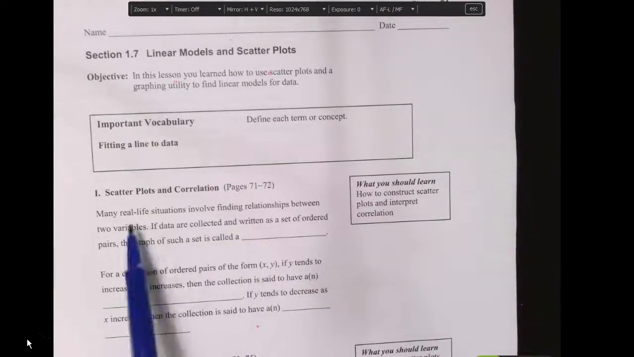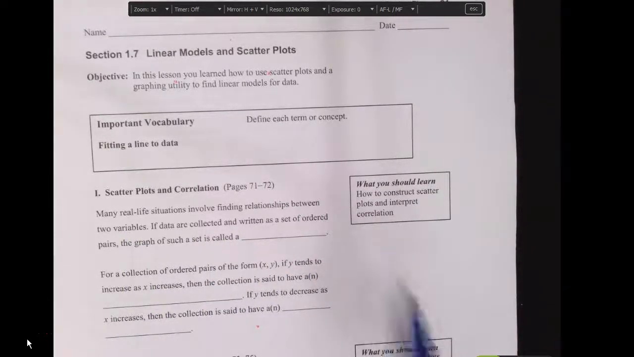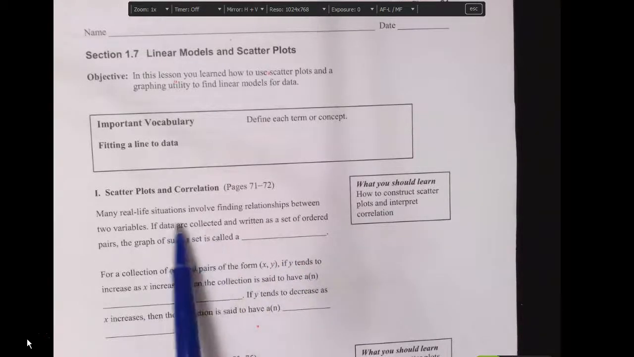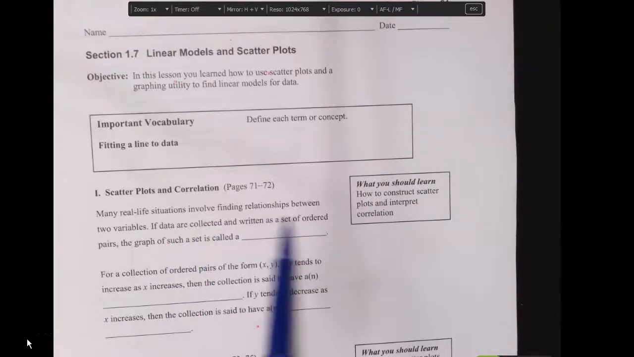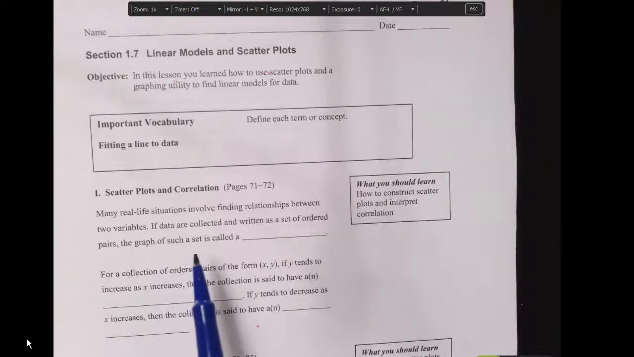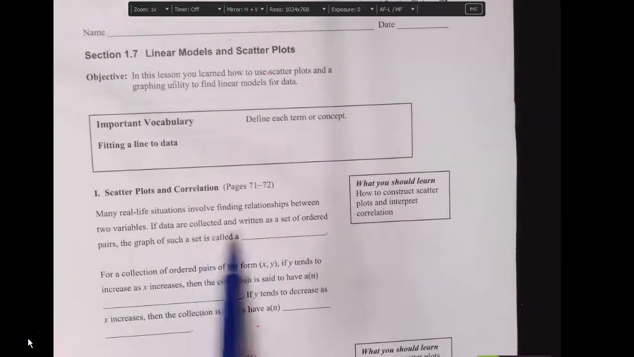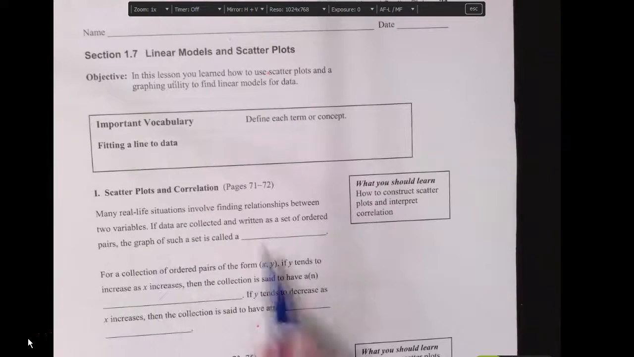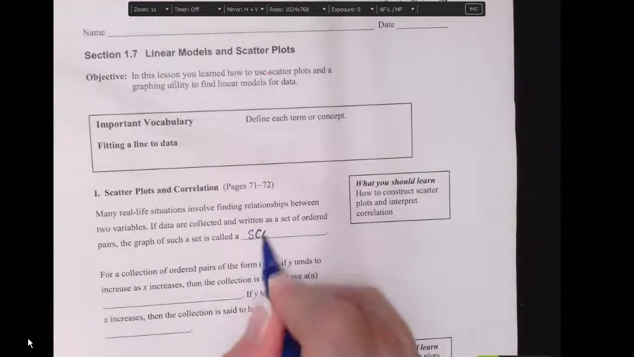So I'm just going to fill in the blanks here a little bit, and then we really just want to get to the examples where you can see how to do those in your calculator. So many real life situations involve finding relationships between two variables. If data are collected and written as a set of ordered pairs, the graph of such a set is called a scatter plot.